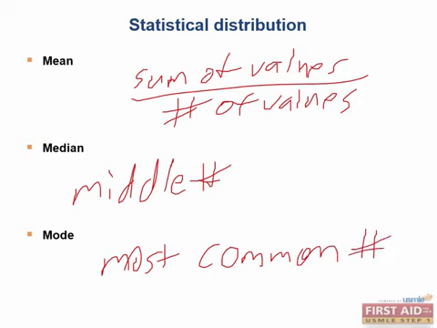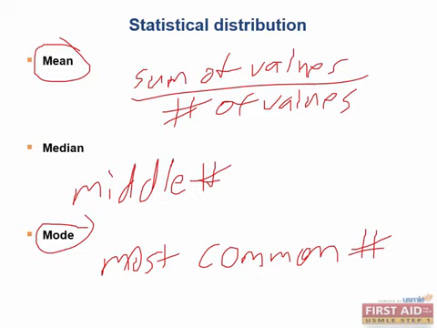So let me ask you a few questions. Which of these numbers would be most affected by outliers? The answer here is the mean. Similarly, which of these would be least affected by outliers? The answer here is the mode.